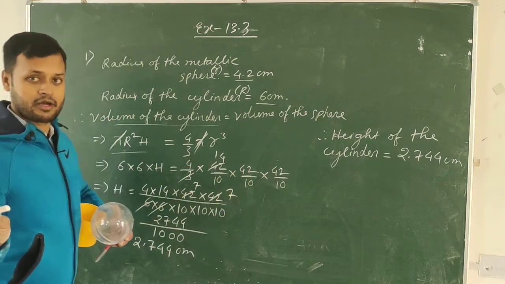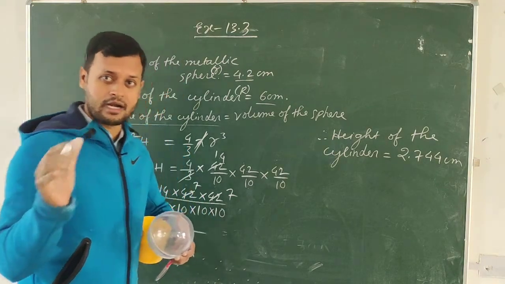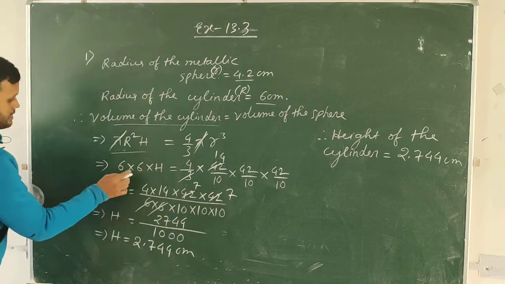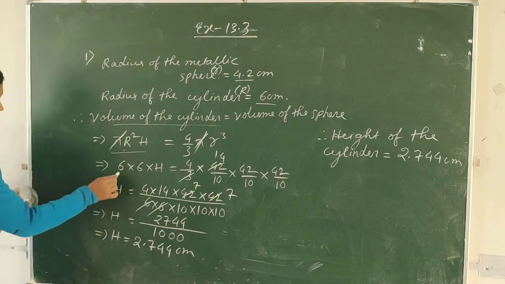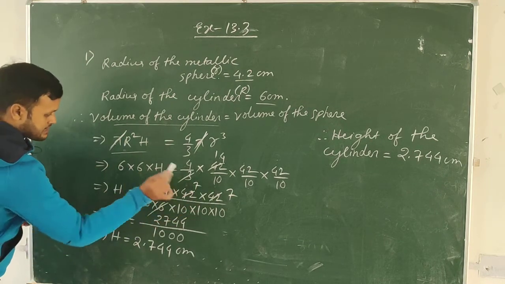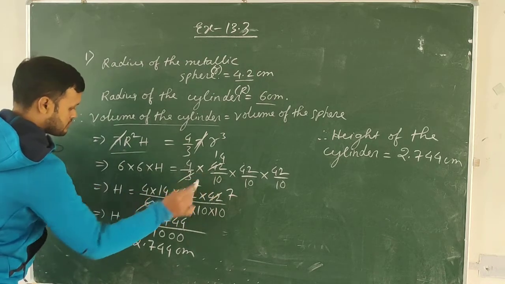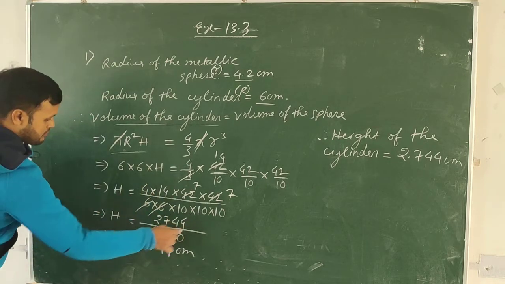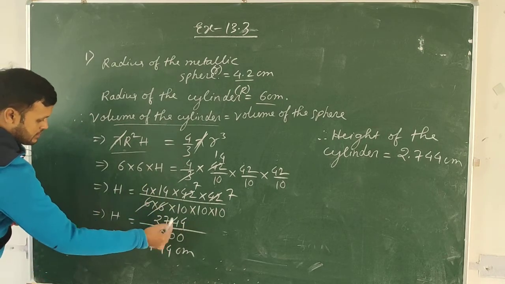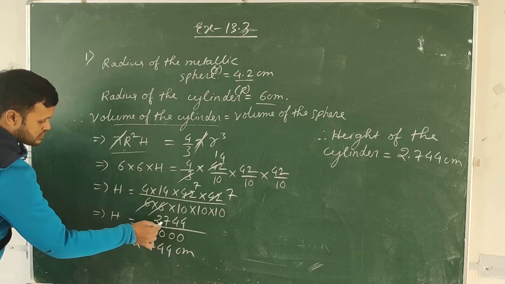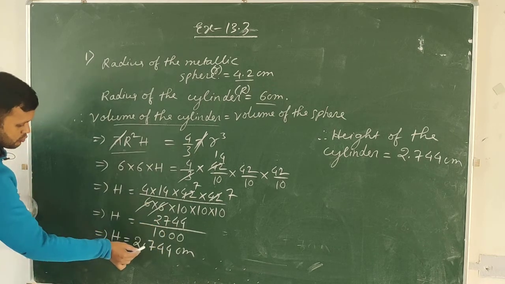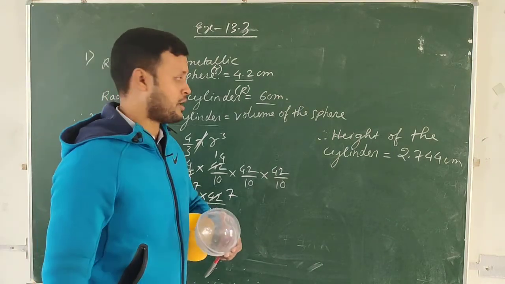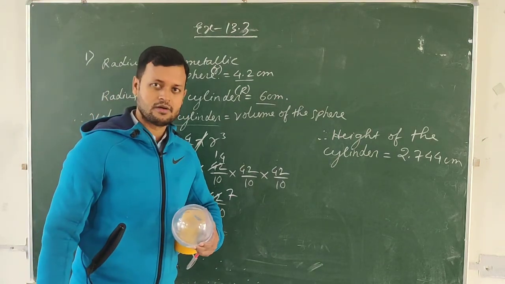If I multiply I will get a bigger number, which is even harder to cancel, so I will just keep the numbers as they are. This 6 into 6 I am cross multiplying on the other side. Now with this 6 I can easily cancel 42, and with this other 6 I can also cancel 42. So 4 into 14 into 7 into 7 will become 2744, and below I will get 1000. If I divide 2744 by 1000, I will get 2.744 centimeter. Therefore, height of the cylinder is equal to 2.744 centimeter.